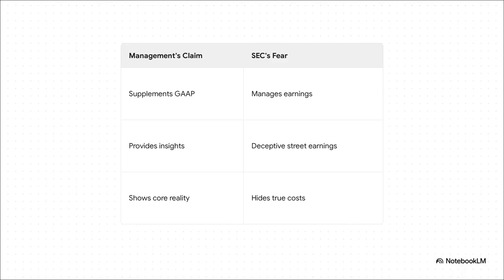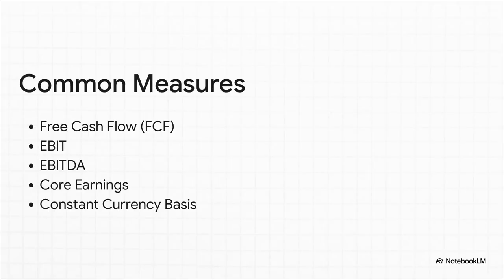But the SEC, they are terrified. Their big fear is that companies are using these so-called street earnings to inappropriately manage earnings, basically painting a highly deceptive picture that hides the true, often messy cost of doing business. You are going to see this exact tension play out with some very common metrics.